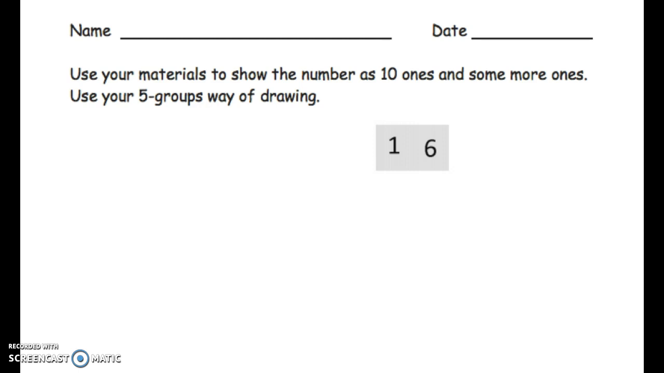All right, so you're going to be showing some teen numbers today in two different ways. Let's start at the top. You're going to show this teen number with 5 group drawings. A 5 group drawing is when you have your math circles and nice, neat, organized rows of 5. You're going to show this teen number as 10 ones and some more ones. Pause the video to show this teen number with 5 group drawing.